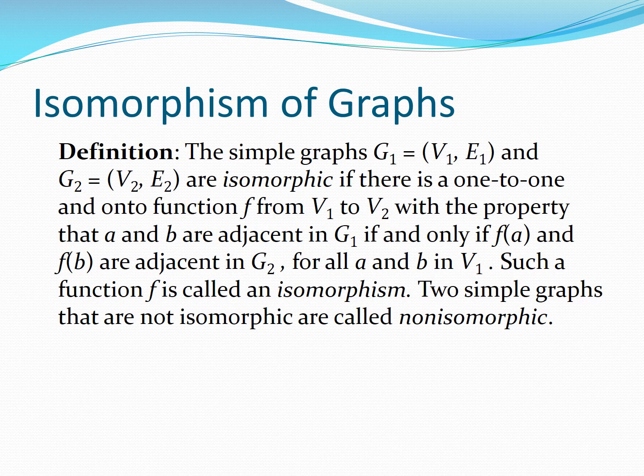So if you can come up with such a function that can map the vertices in your graph G1 to the vertices in your graph G2, then you can say that the two graphs G1 and G2 are isomorphic. If you cannot come up with such a correspondence between the two graphs, then you say that the two graphs are non-isomorphic. If you can come up with such a correspondence or function, the graphs are going to be called isomorphic. And if you cannot do so, the two graphs are going to be called non-isomorphic.